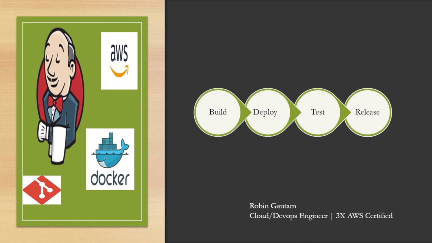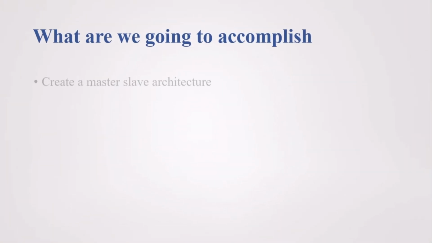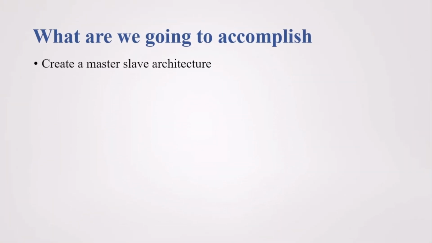In our previous section, we had learned how to create a simple freestyle project. We had discussed a couple of cool ways to configure our Jenkins job and integrate Jenkins with Git. So in today's lesson, we are going to learn how to create a master-slave architecture and how to create a simple pipeline project. So let's get started.